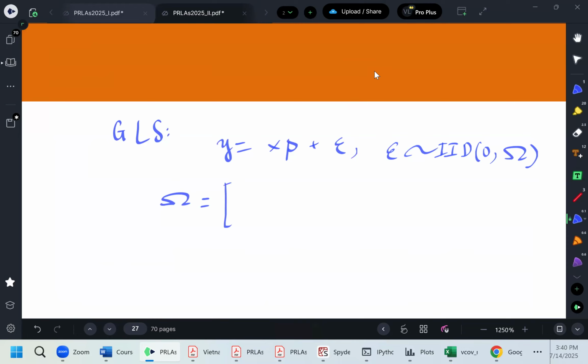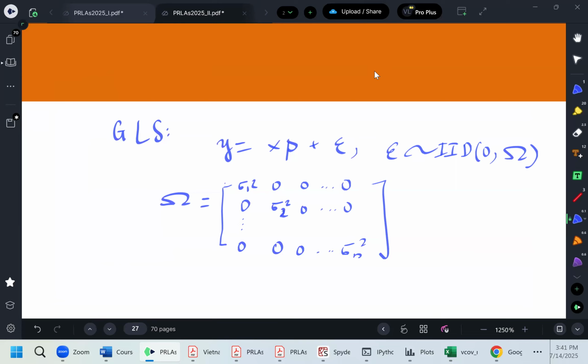So let's say it will be something like sigma 1 square 0 0 0 0 sigma 2 square 0 0 dot dot dot. You have 0 0 0 dot dot dot sigma n square. So this is the problem of heteroscedasticity, meaning that the variance of each observation. Tomorrow we will learn how to write a heteroscedasticity consistent variance covariance matrix, right? But let's say let's move to the realm of GLS.